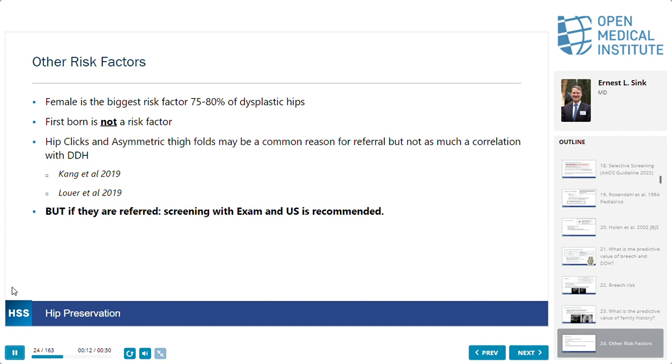Firstborn is not. Hip clicks and asymmetric thigh folds may be a common reason for referral, but there's no correlation with DDH. A click and a clunk are different. A clunk is when it's out and you can feel it go in. Clicks are from anywhere, knees, anything. But if they're referred, so if they come to me, I get an ultrasound screening. I just do it. It's easy to do.